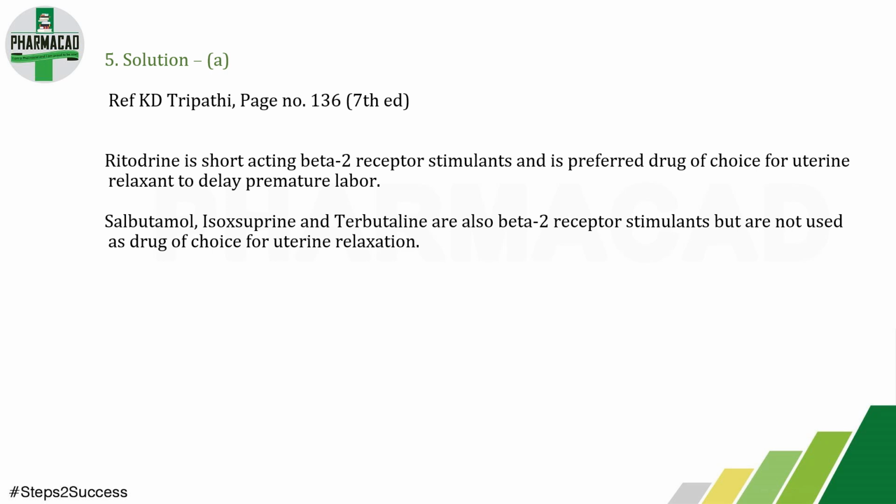Ritodrine is a short acting beta-2 receptor stimulant, and it is the preferred drug of choice for uterine relaxation in order to delay premature labor. Then the other examples that we have, that is salbutamol, isoxsuprine and terbutaline, are also beta-2 receptor stimulants, but they are not the drug of choice for uterine relaxation. Hence the correct option here is option A, ritodrine.